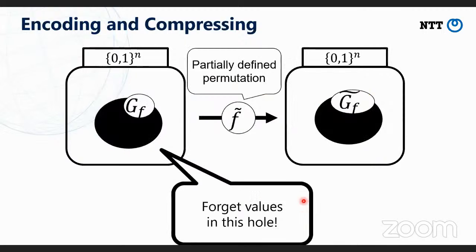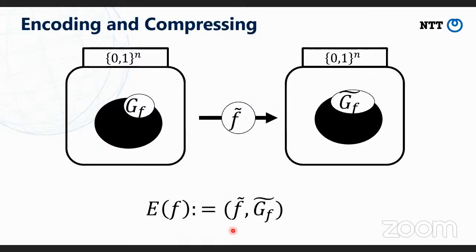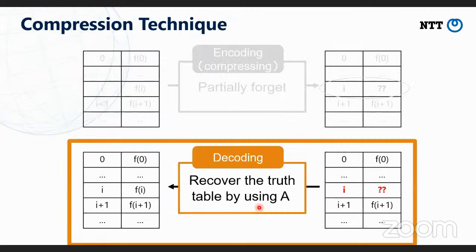And next, finally, as in the previous work's encoder, our encoder forgets the values of the random permutation in this hole. And again, let F tilde be the partially defined permutation, which is defined outside GF. And let GF tilde be the image of GF. And our encoder finally outputs the pair of F tilde, the partially defined permutation, and the description of GF tilde. This is how our encoder works.